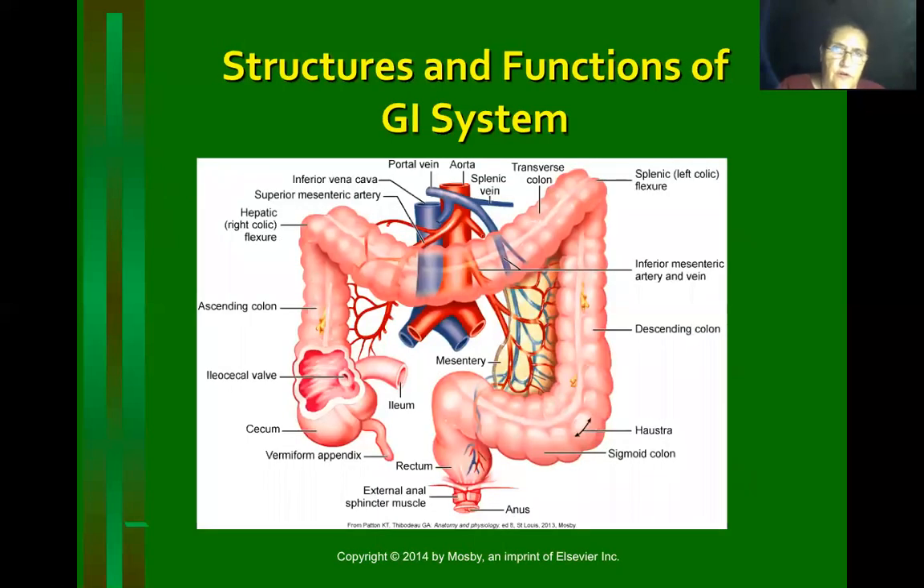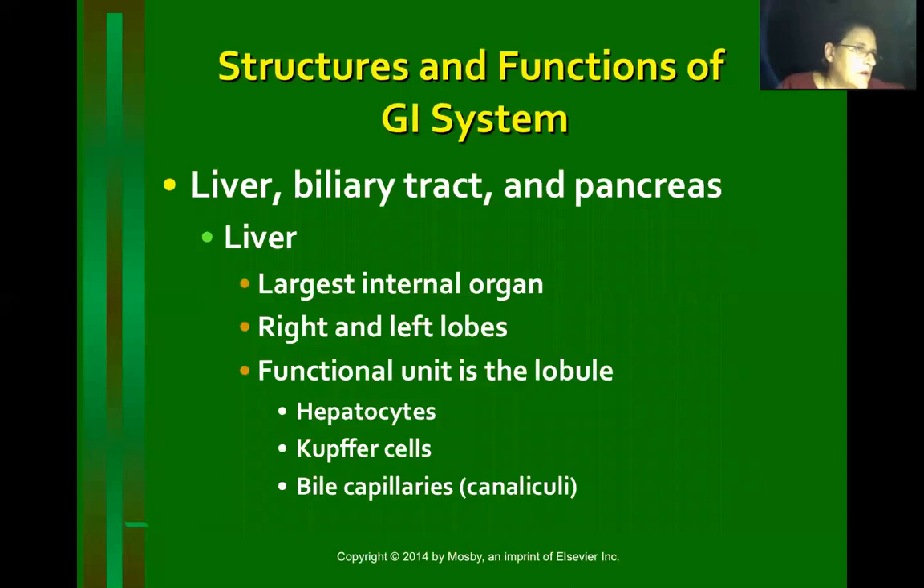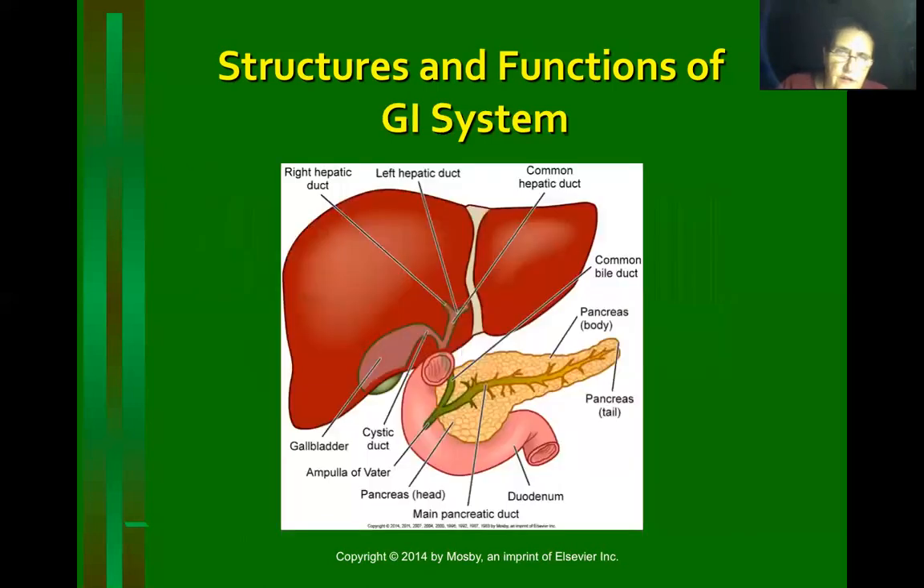And here is the picture of the large intestines. Along with this, we have the liver, the biliary tract, and the pancreas. The liver is the largest internal organ. It sits in the right epigastric region, and it's enclosed in the peritoneum. It's divided by a fibrous capsule into the right and the left lobe. The lobule is the functional unit of the liver, and it consists of rows of hepatic cells known as hepatocytes, arranged around the central vein.